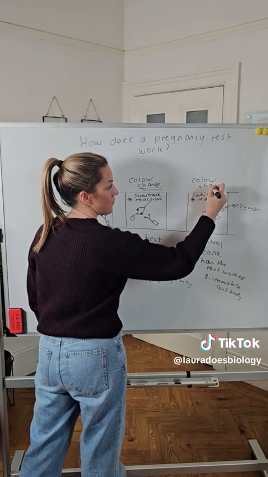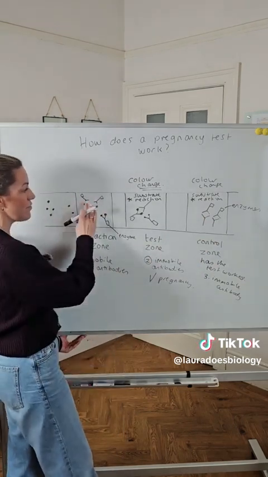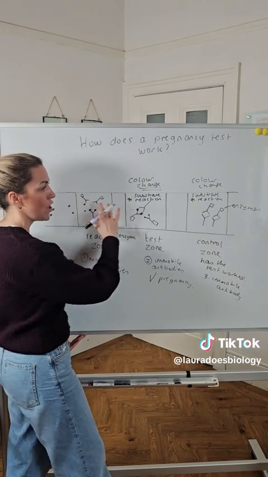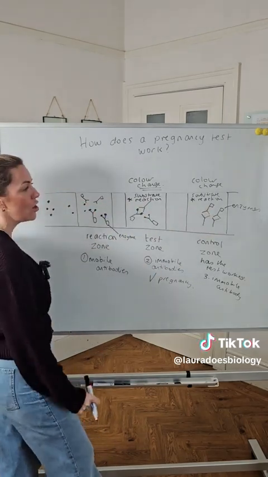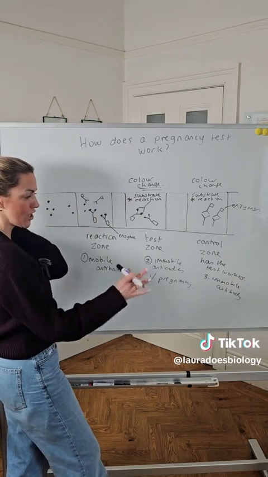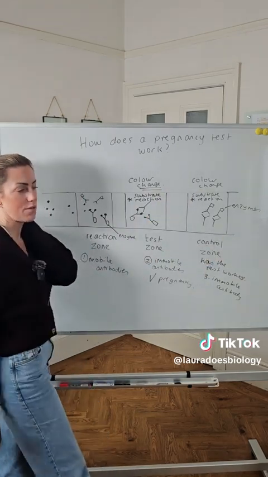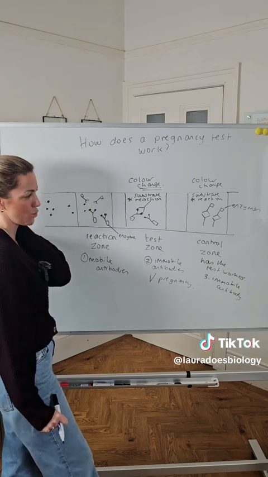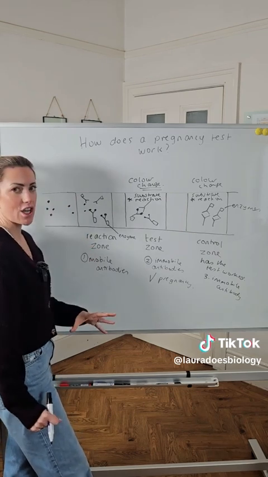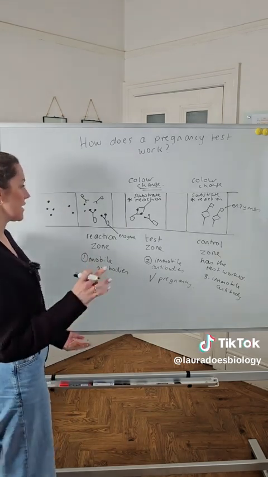colour change. And that is simply to show you that the test has worked and that the mobile antibodies were successfully moving along, or diffusing along, the test strip. You'll get a colour change in the test zone if pregnant and the control zone if pregnant to show that the test has worked. Now let's just imagine no pregnancy, just to make sure we fully understand this.